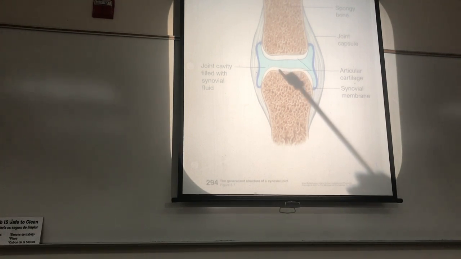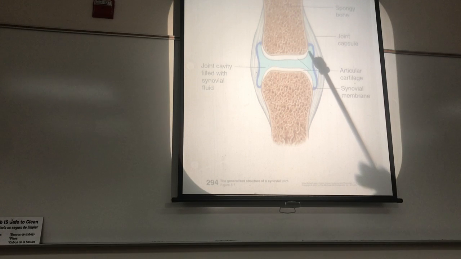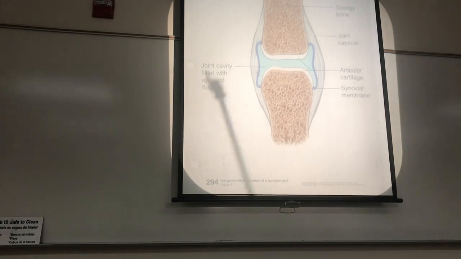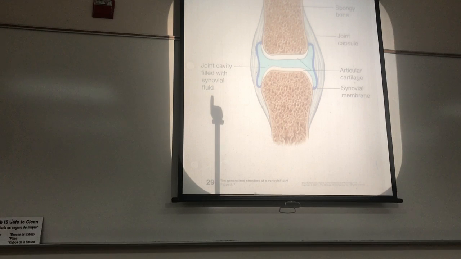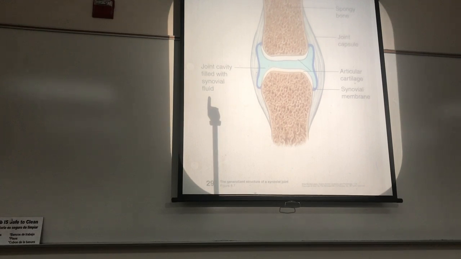Now, in the picture, they've kind of exaggerated the size of the space, but there is a small space between the two bones. This space between the bones is called the joint cavity. Now, this cavity is not empty. This is not a vacuum, nor is it filled with air. There is a fluid in here, and this fluid is called the synovial fluid.